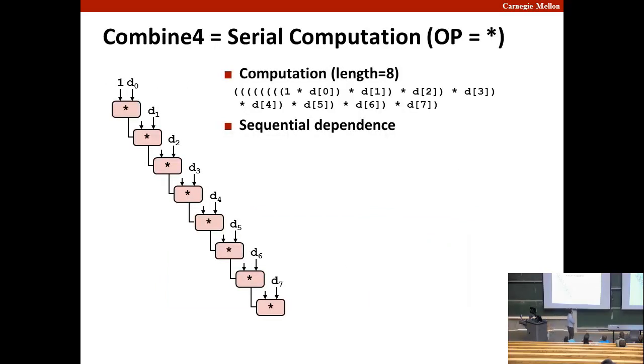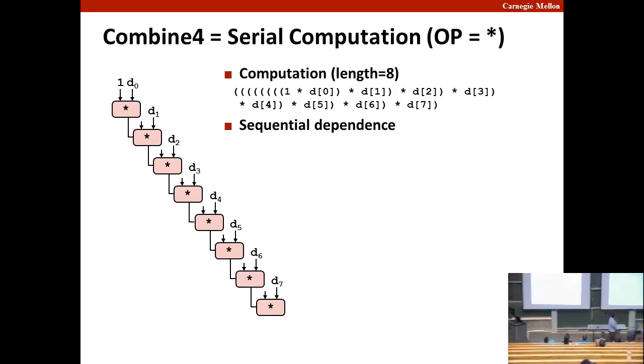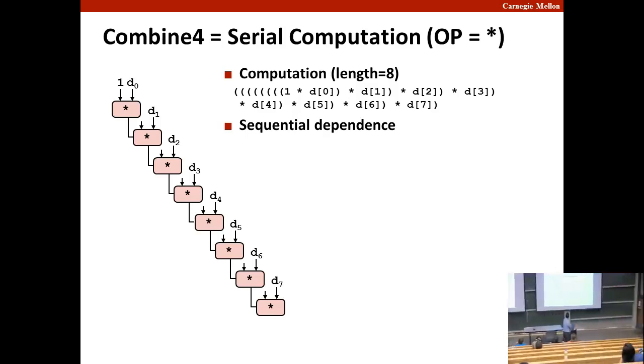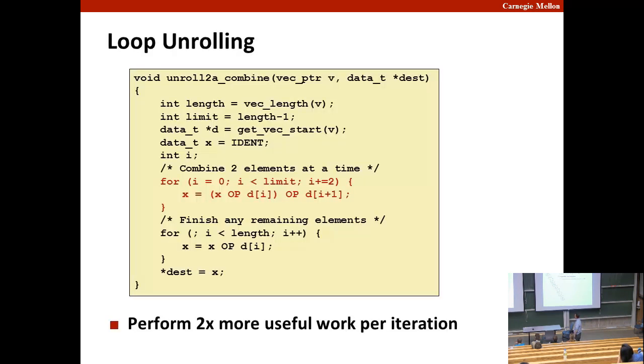Now, this is looking at doing this: 1 times D0, the result times D1, the result times D2, the result times D3, the result times D4, the result times D5, the result times D6, the result times D7, right? That's a long chain of events. Sequential dependence. The second multiply can't happen until after the first. So the performance is determined by the latency of the operation, how long each one takes.